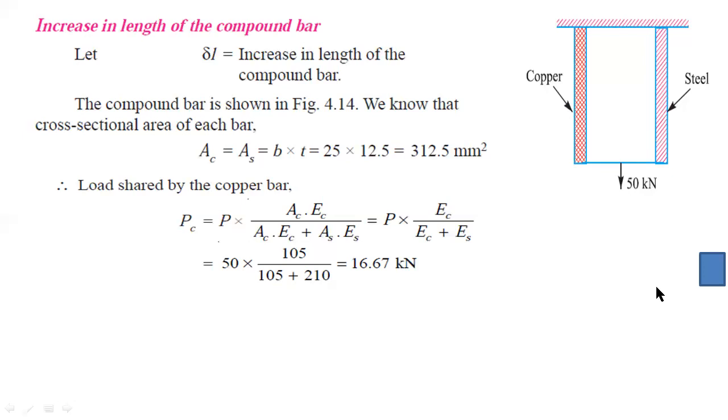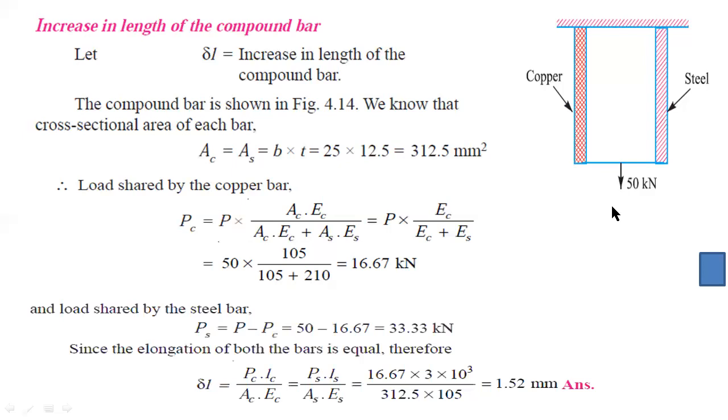Now already we know the relation, that is the total load P equal to load acting on the copper bar, that is PC, plus load acting on the steel bar, that is PS. From this relation, you have to find out the other load, that is PS, the load acting on the steel bar.